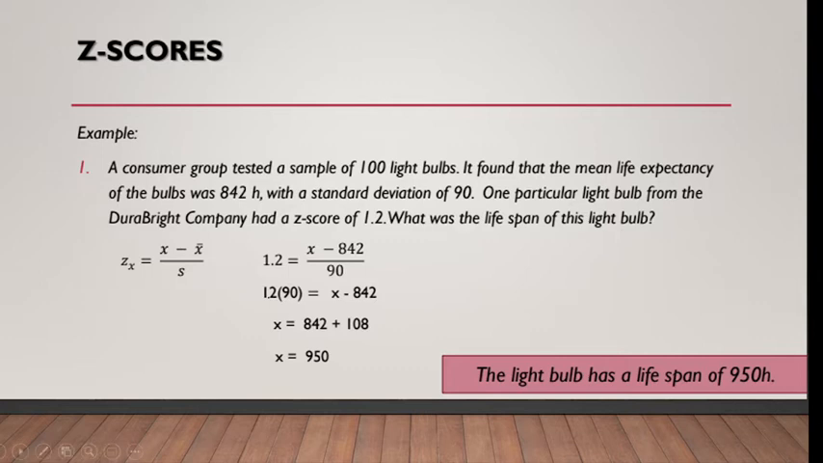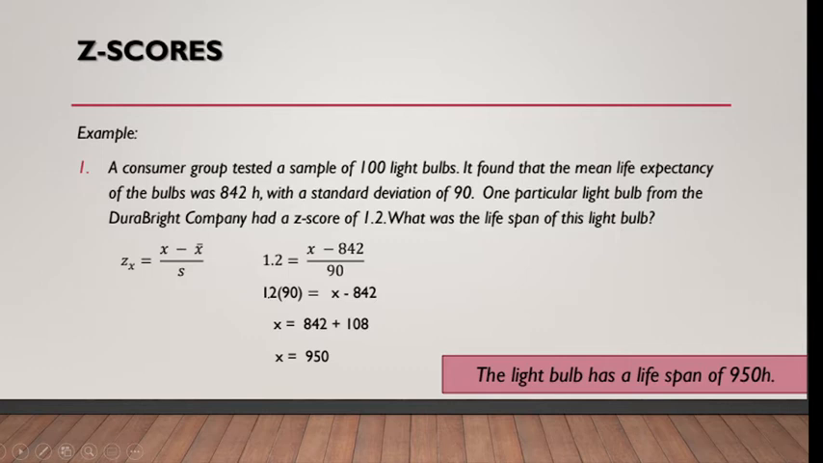Since the z-score is given, which is 1.2, we will use the formula for the sample to find the lifespan. The formula is z sub x is equal to x minus x bar, the mean, over the standard deviation. Our z-score value is 1.2, our mean is 842, and our standard deviation is 90. So let's substitute.